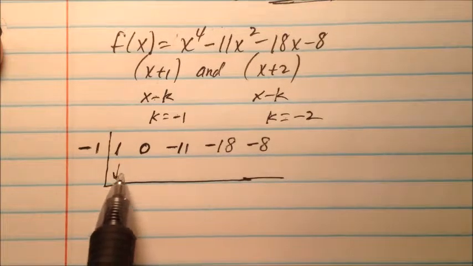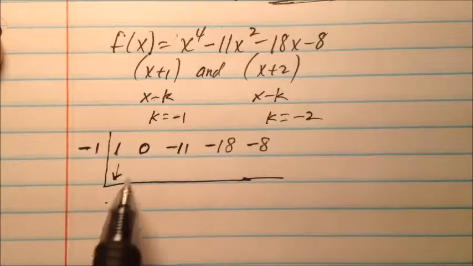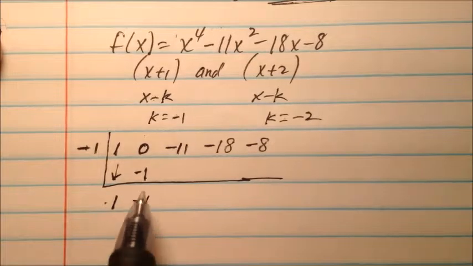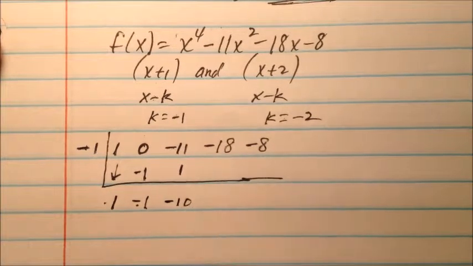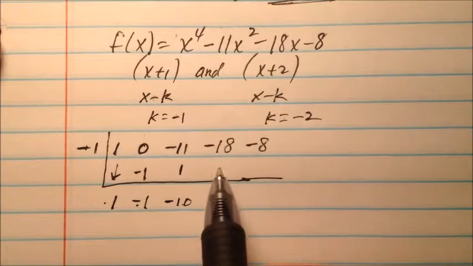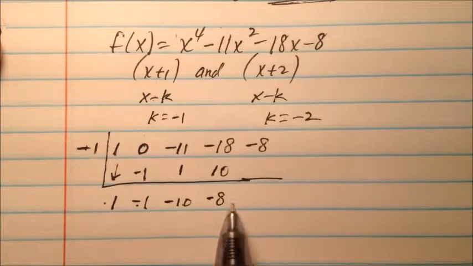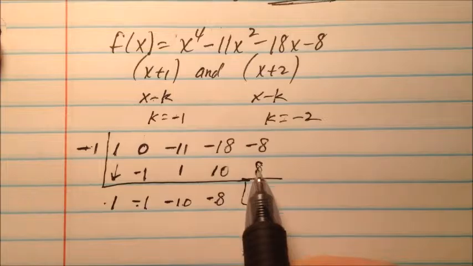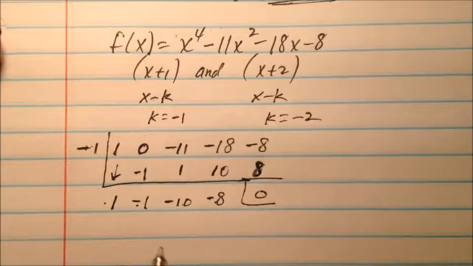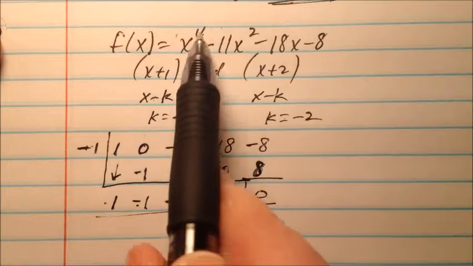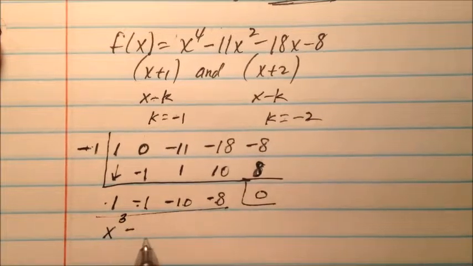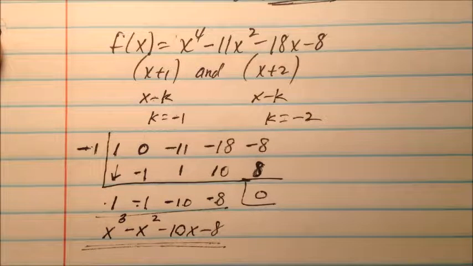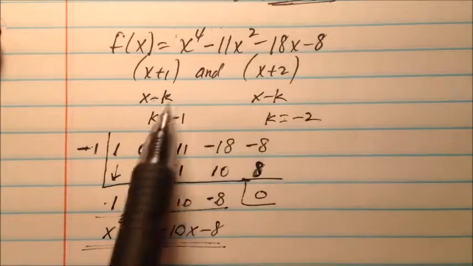Okay, well let's go ahead and use synthetic division. So we bring this first guy down, so 1. And negative 1 times 1 is negative 1. And I add them up, so negative 1. Negative 1 times negative 1 is positive 1, so negative 10. Negative 1 times negative 10 is positive 10. When I add them, negative 8. And then negative 1 times negative 8 is going to be positive 8, which makes this remainder here 0, which we knew it was going to be. Okay, so we can rewrite this now as 1 power less, so x cubed minus x squared minus 10x minus 8. So here's what this polynomial function looks like after we divide it by my x plus 1.